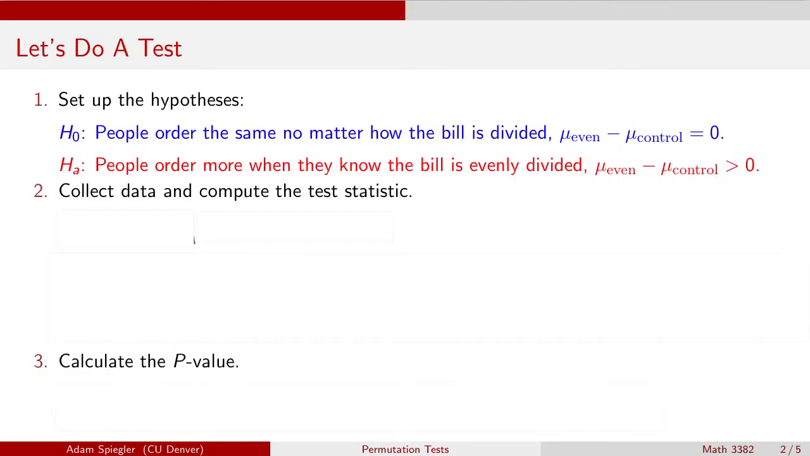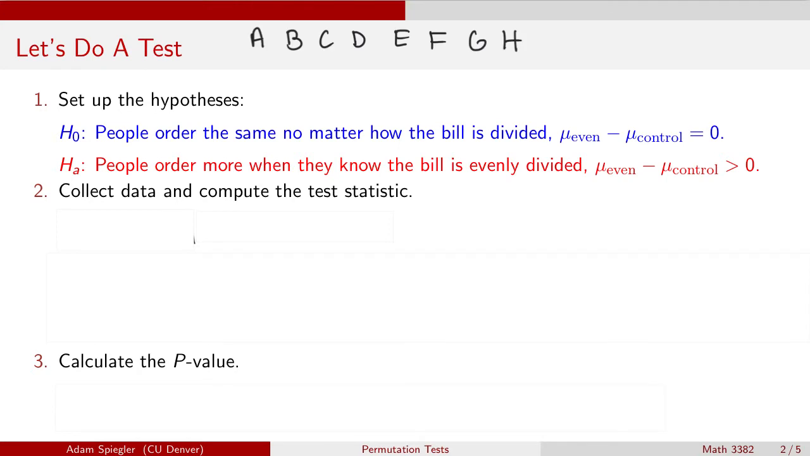Now that we've got our hypotheses set up, let's go ahead and consider how we could collect some data, calculate a test statistic, and then calculate the p-value of that test statistic. Although these hypotheses came from an actual study, for the purpose of this video, I'm going to consider a smaller set of data. So this is not the actual data from that study.